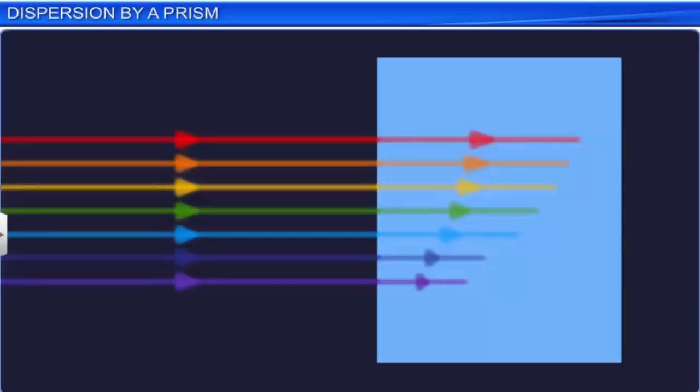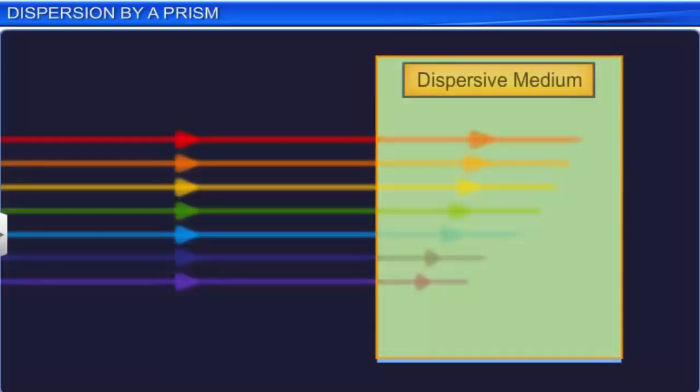This makes the refractive index of a transparent medium different for different colors of light. A medium in which the refractive index varies with the wavelength is known as dispersive medium. Hence, light of different colors bend through different angles while passing through a dispersive medium.